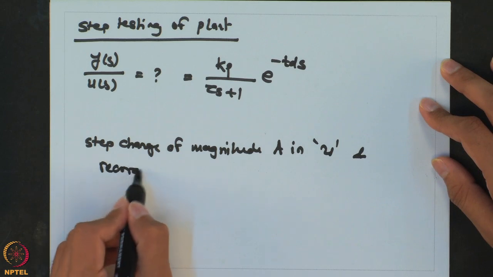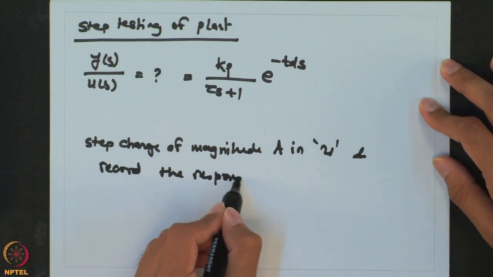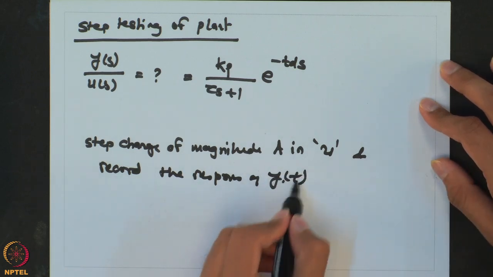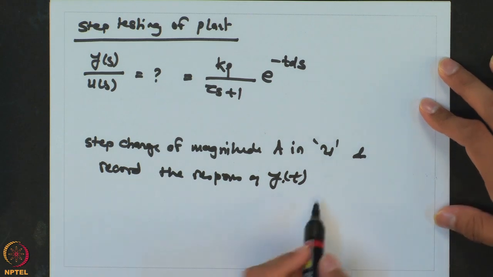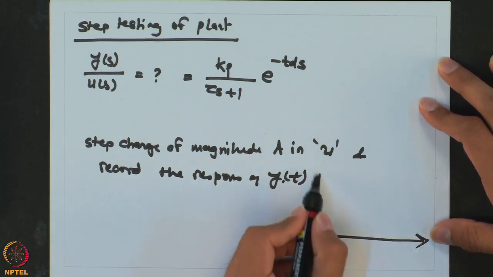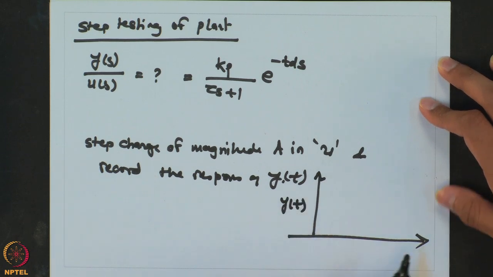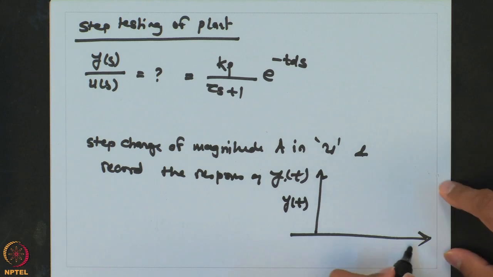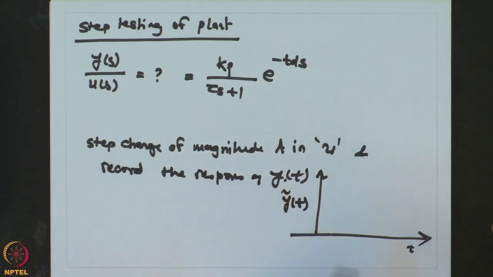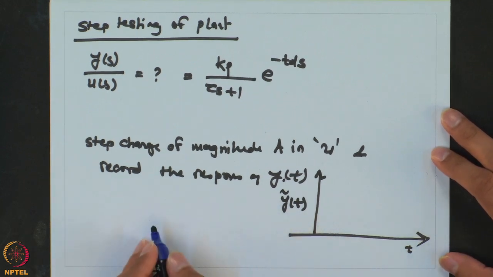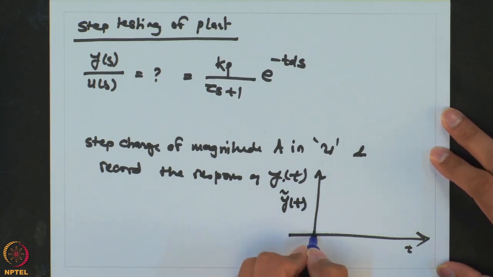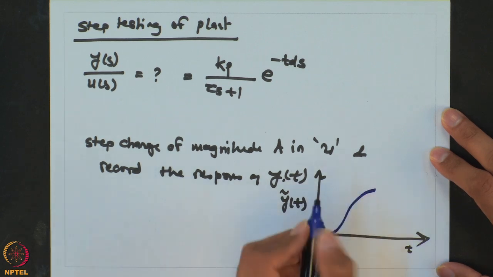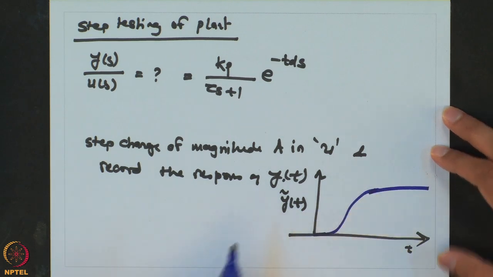And we record the response of y as a function of time. So what we are going to get is a response of this type. And when I say y(t), it is always a deviation variable. We give a step change when the plant is at steady state, and we record the response as time goes on increasing away from this particular steady state. The typical response will be of a sigmoidal nature. It will start at zero, take some time, and then reach the final value.